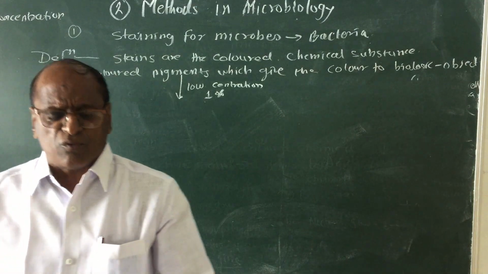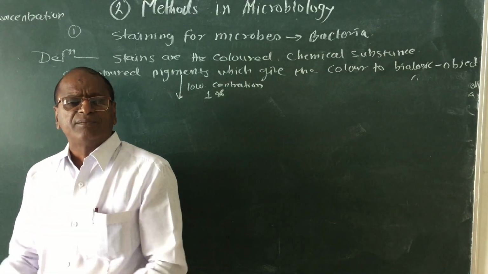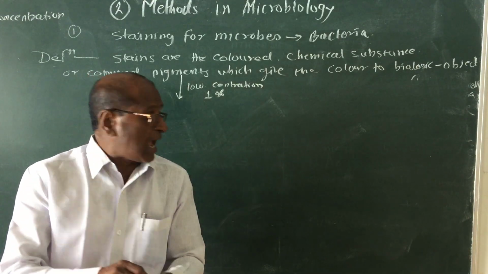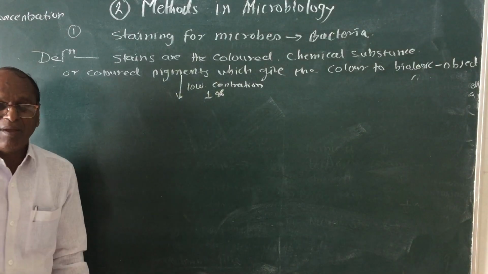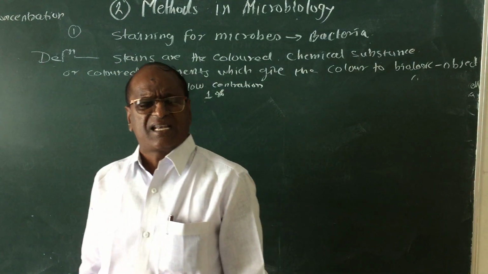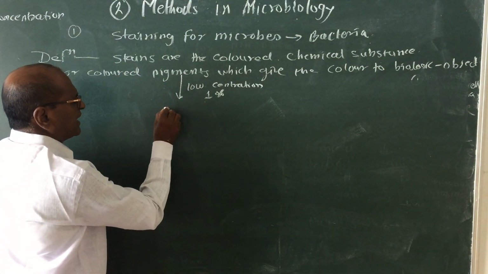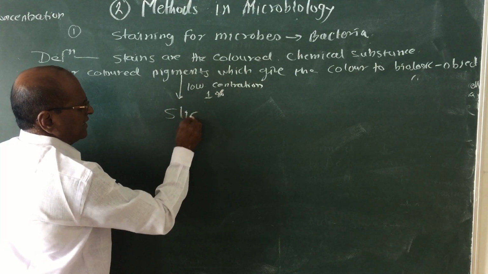In that procedure, what is the procedure of this Gram staining? The Gram staining procedure may be used by scientists. First, it is a very simple staining procedure. The first step: take a clean slide.